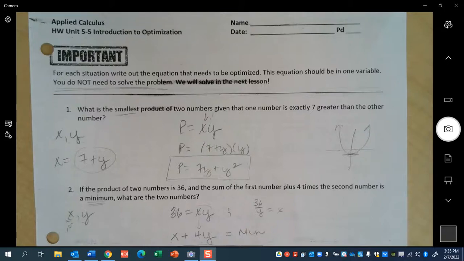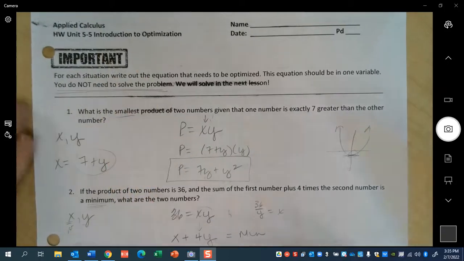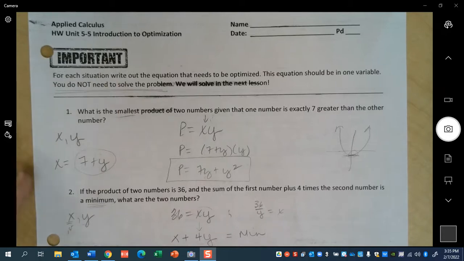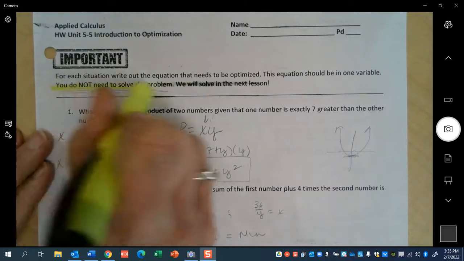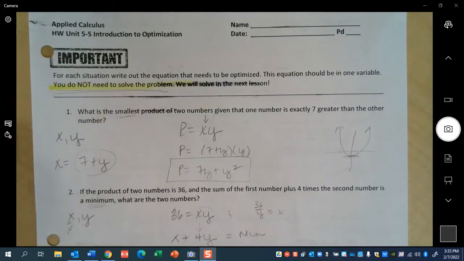All right, so let's talk about homework 5.5 when we're talking about our introduction to optimization. When we're optimizing, we're looking for either our minimum or our maximum. This homework is really just about writing the equations. You did not need to solve the problem. That's what's coming in our next unit.